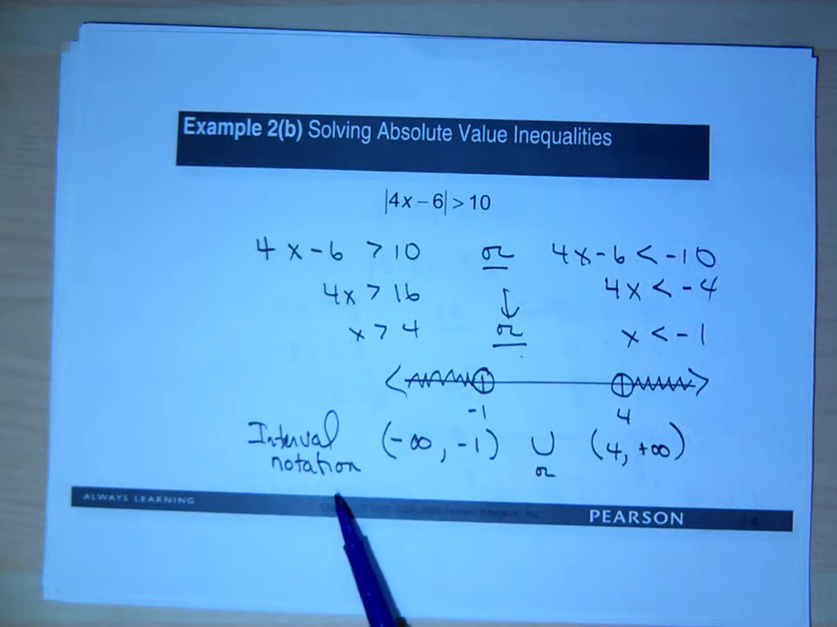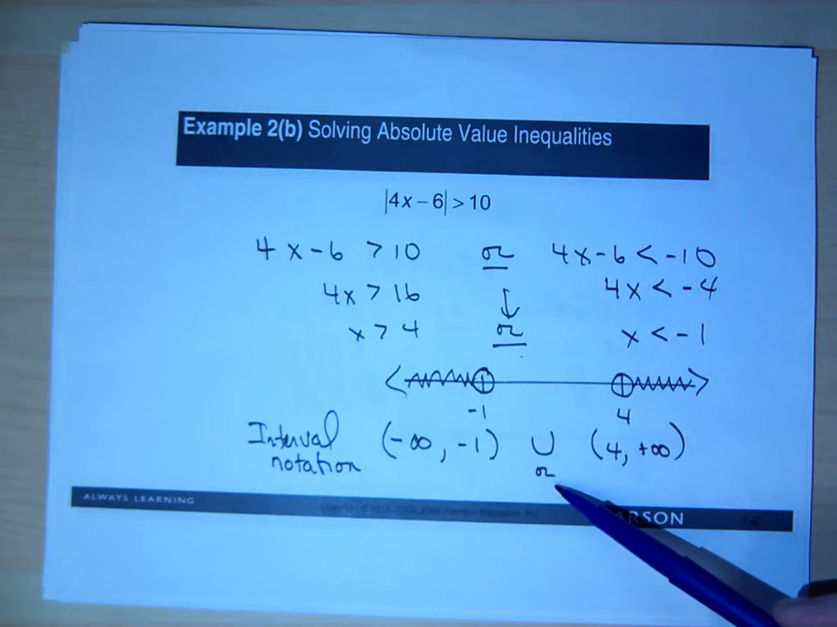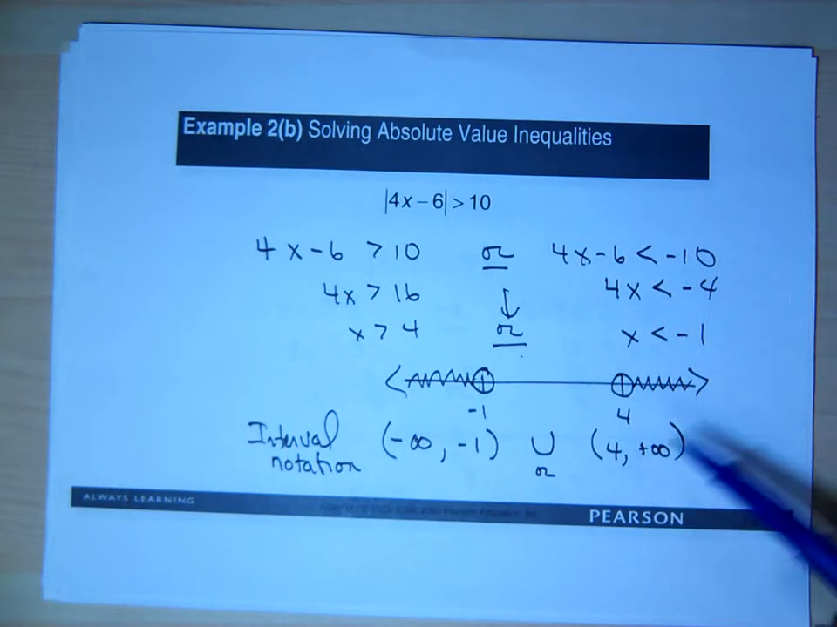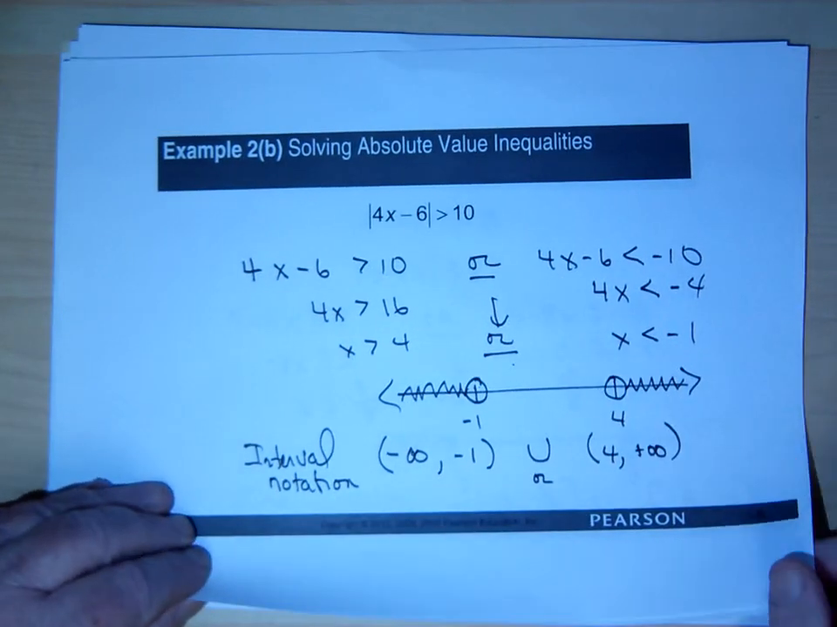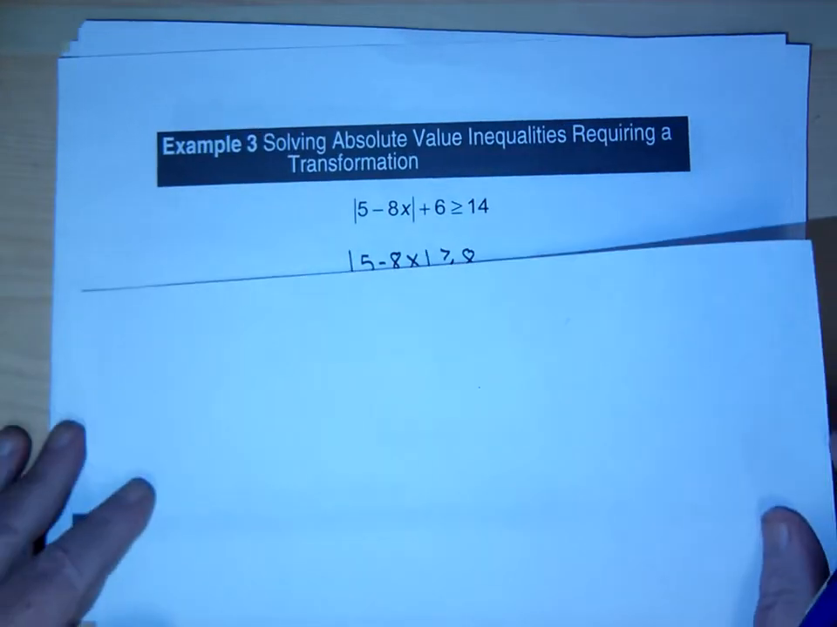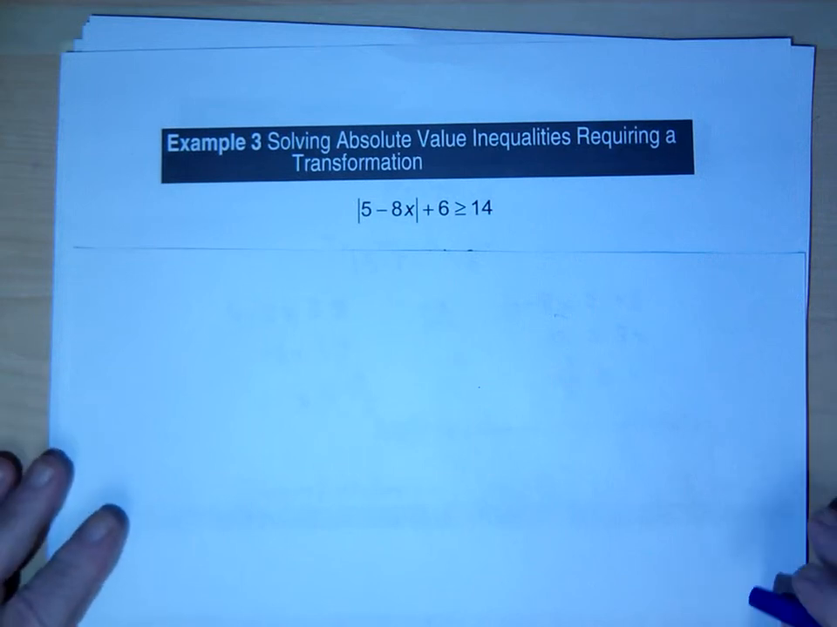To write this answer then in interval notation, it's going to be from -infinity up to -1, open interval, union. This union sign we learned in chapter R meant OR in math language. And then we have the set beginning open interval at 4 up to positive infinity. So that's example 2b. Now example 3 is called solving absolute value inequalities requiring a transformation.